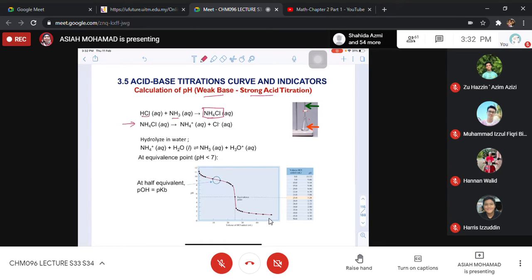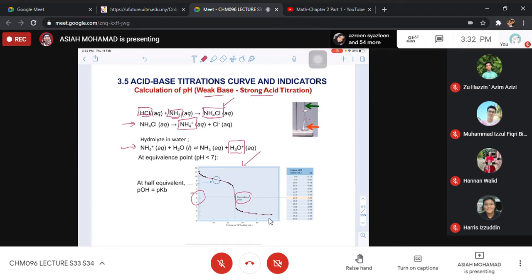In order for us to calculate the pH at equivalent point, you just have to consider this salt, because we know that there is none of these two species left at equivalent point. So NH4Cl dissociates to produce NH4 plus and Cl minus. From these two ions, NH4 plus will further hydrolyze in water to produce H3O plus. That's why pH at equivalent point is in acidic range, less than 7.